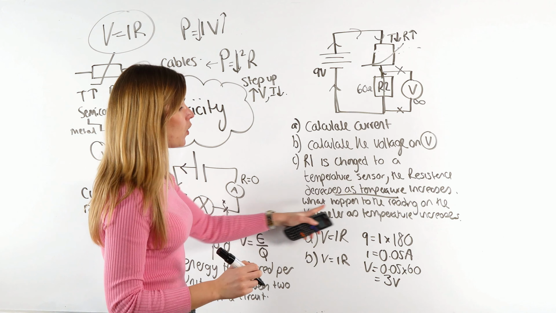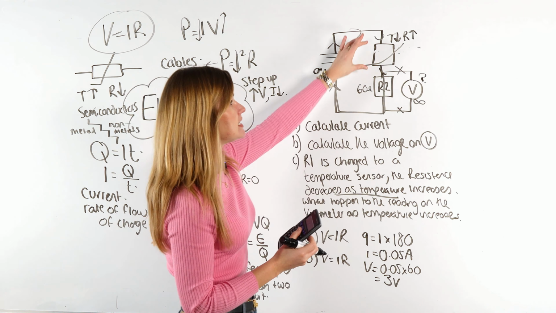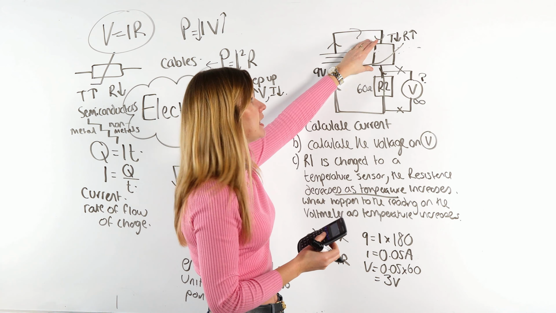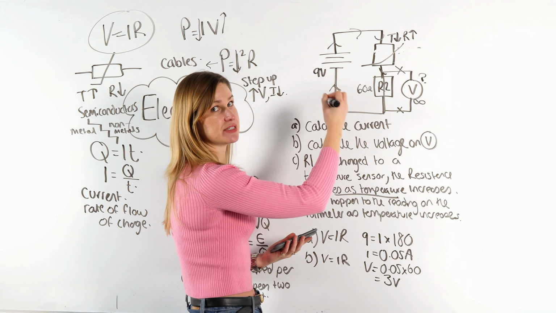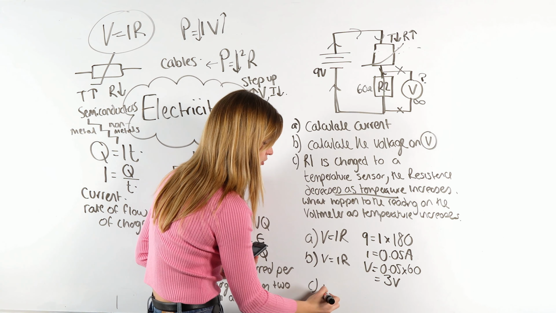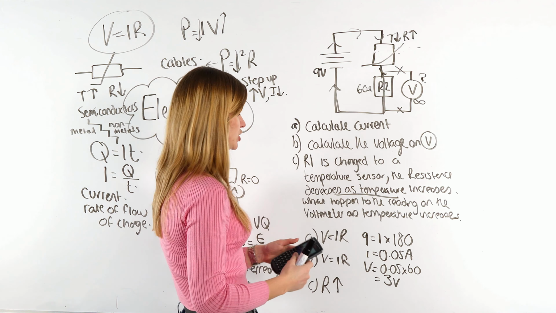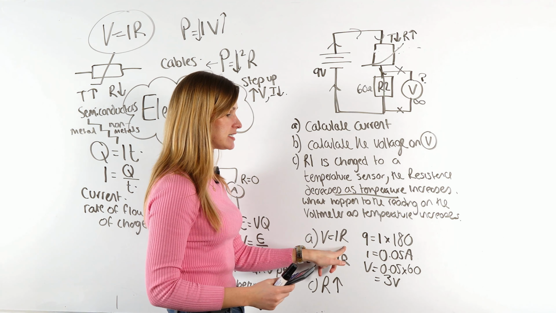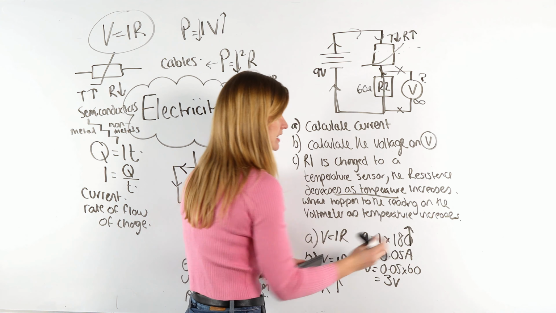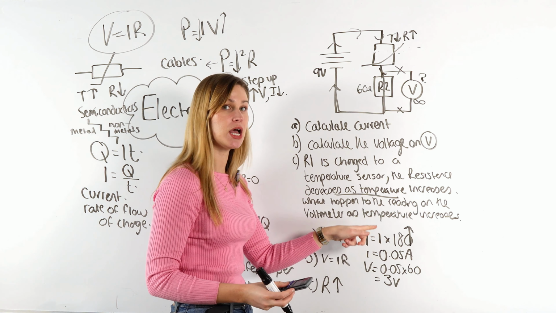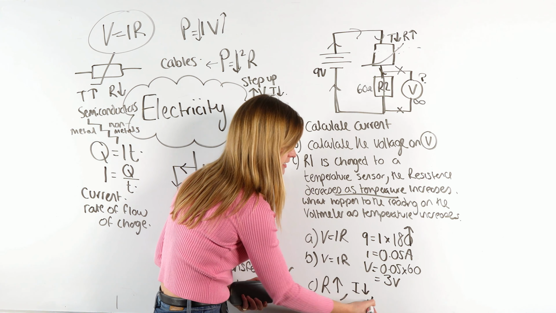It's asking us what's going to happen to our reading on our voltmeter then. If the resistance here gets much higher, that means if we look at our whole circuit, we've increased the resistance. So for part C, the resistance of the whole circuit has been increased. If I look at my equation V equals IR, if I've made the resistance of the whole circuit much bigger than 180, my current value is going to end up being much lower. Because the resistance increases, the current decreases.